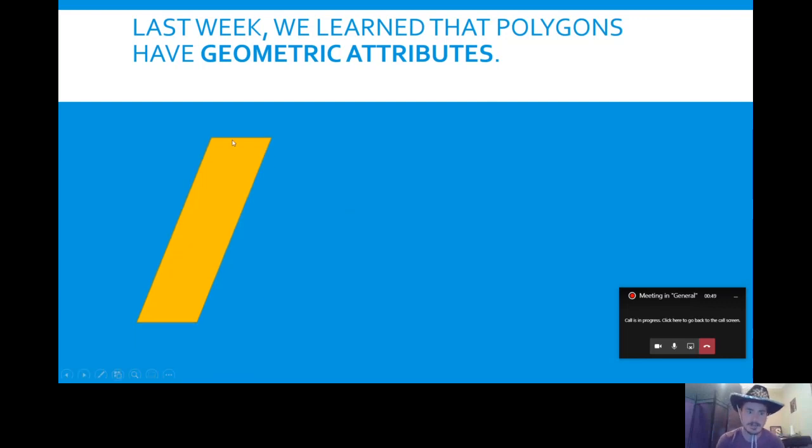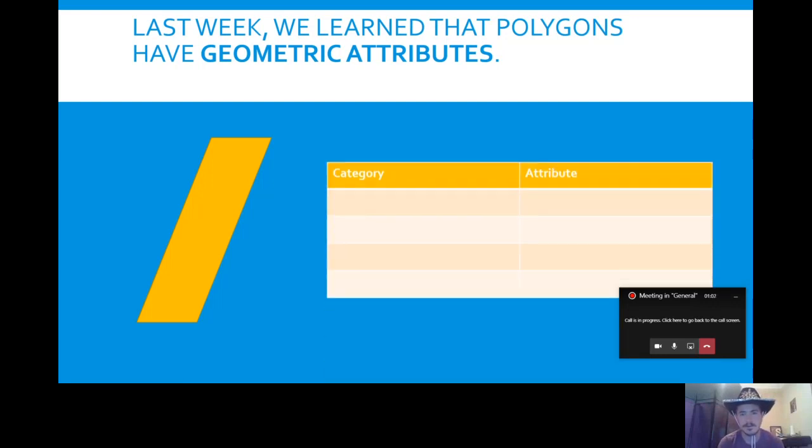So let's talk about this shape. Take a minute and look at this shape. See what you notice about this shape. If you were to describe this shape to me, what would you be able to say about it? Would you be able to talk about the number of sides it has? How many sides does this shape have? It has 4, which makes it a quadrilateral.